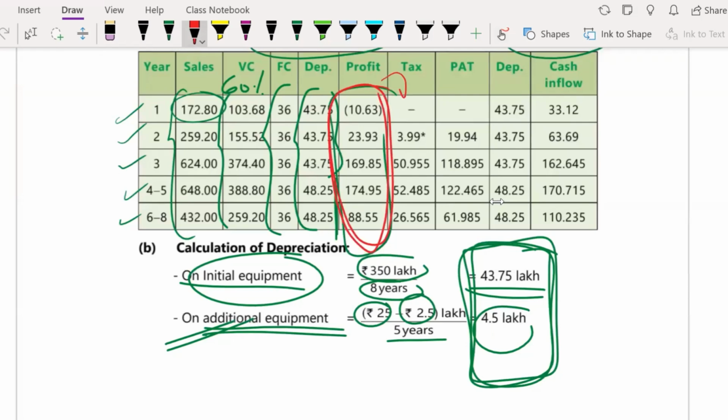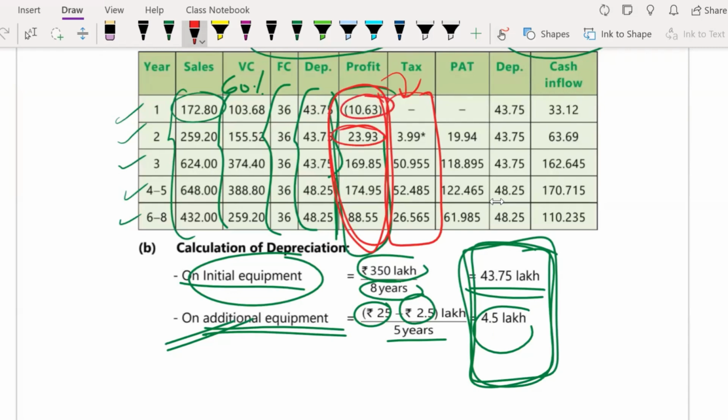From this profit, you have to reduce your tax. So tax you will reduce. Here in the first year, you don't need to pay any tax. Then what will you do in the year end 2? In the year end 2, you have profits, and in the year end 1, you had loss.